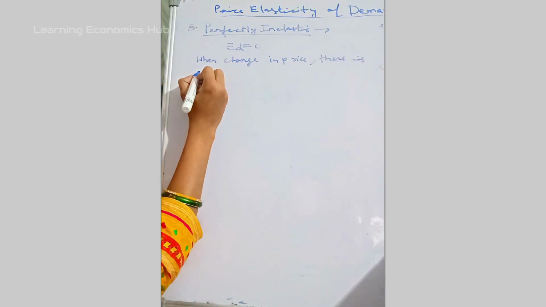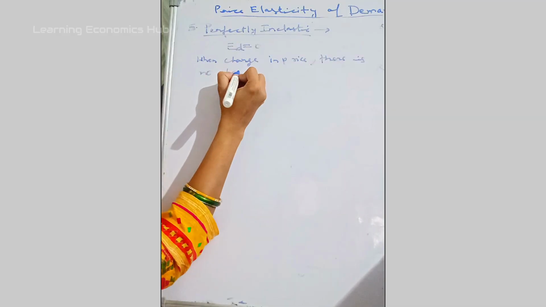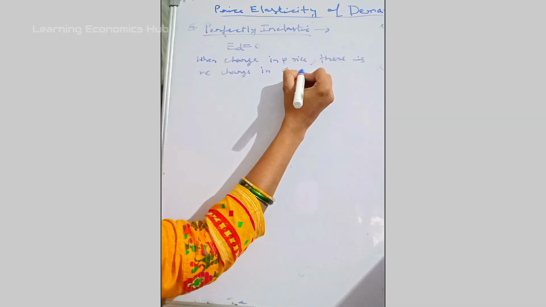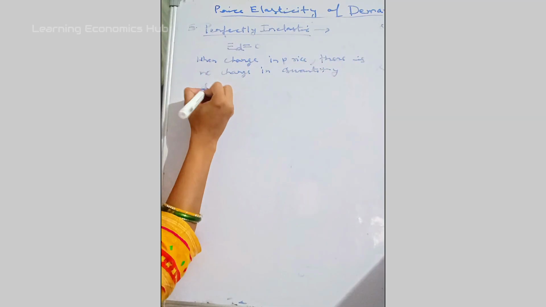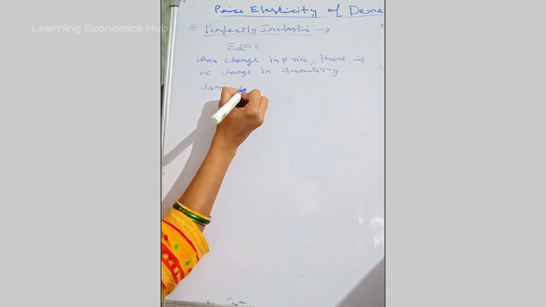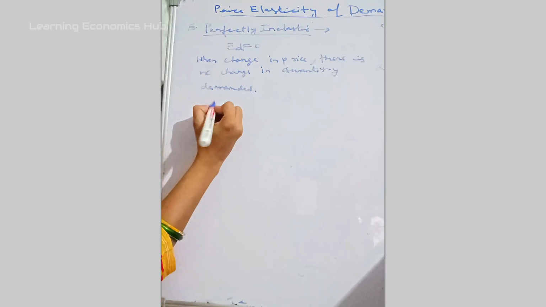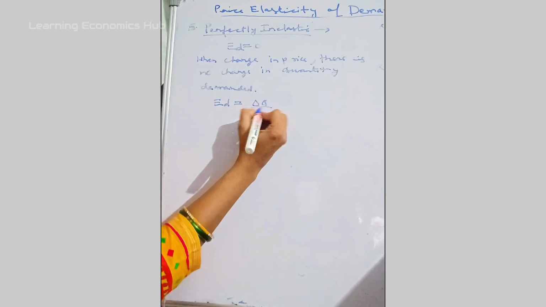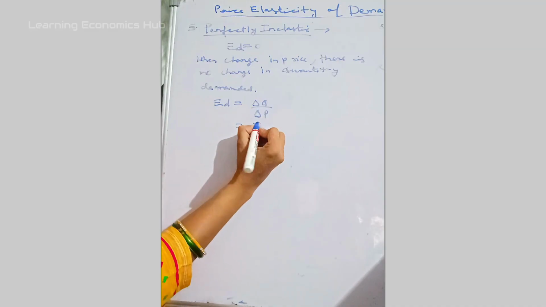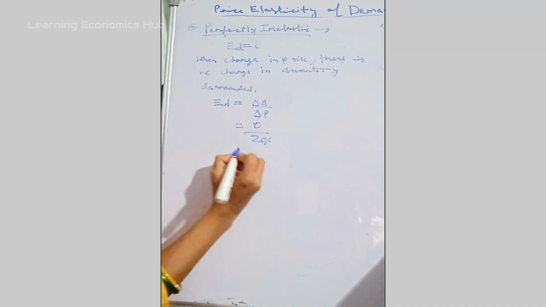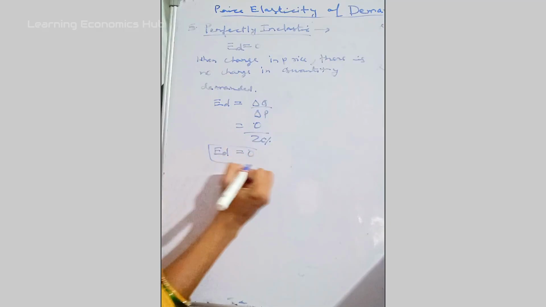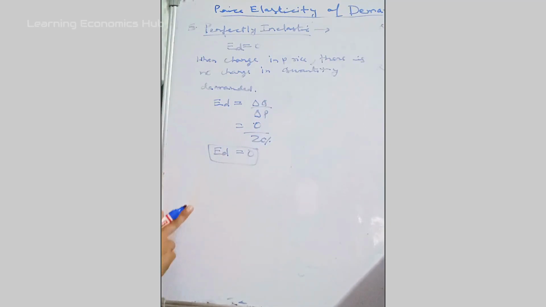No change in quantity demanded. There is no change in quantity demanded. ED is equal to del Q upon del P. Change in demand is 0 and change in price is 20%. It means ED equals 0. And this is called perfectly inelastic demand.